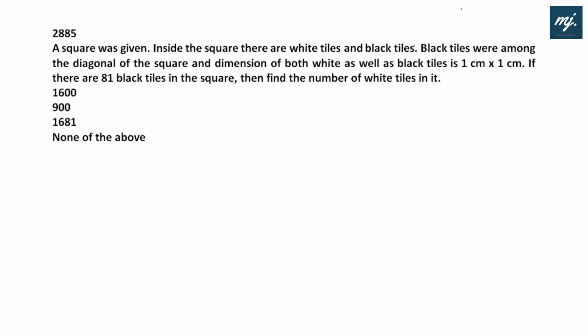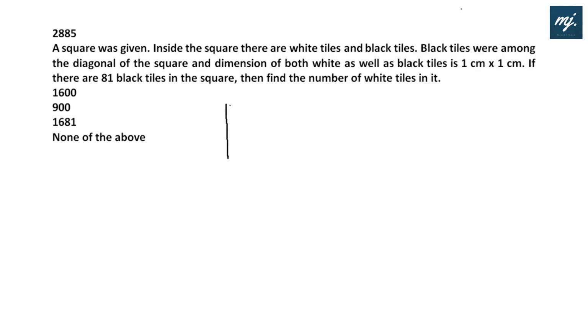Now, as said, surface mathematical reasoning questions are always there in these types of examinations, where we need to identify there itself what kind of formula it can hold. And in these cases, mathematics doesn't work, but the reasoning shall. A square was given. Inside the square, there are white tiles and black tiles. Black tiles were among the diagonal of the squares, and the dimension of both white as well as black tile is 1 centimeter into 1 centimeter. If there are 81 black tiles in the square, then find the number of white tiles.